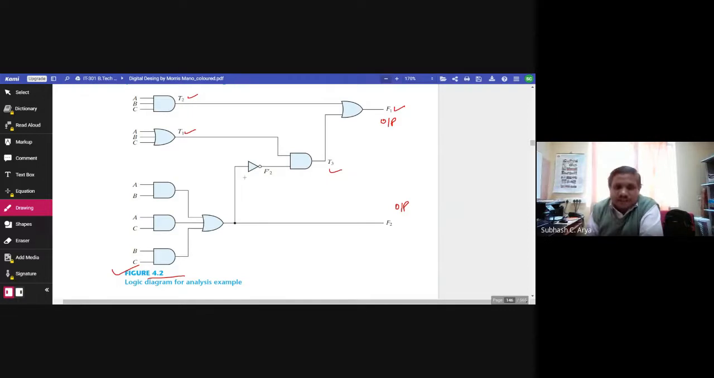After that we have to write the functions. And how can we write the functions? Let us see, it is given here.